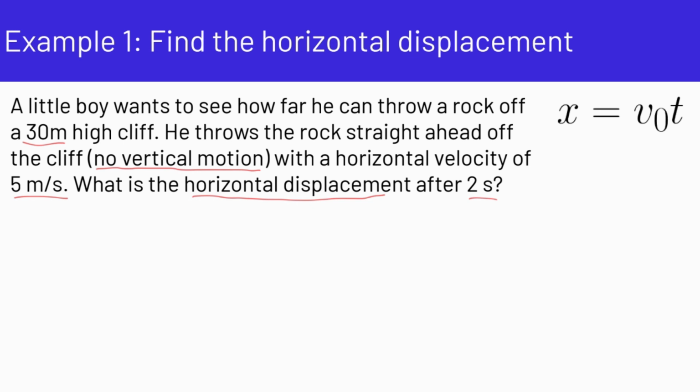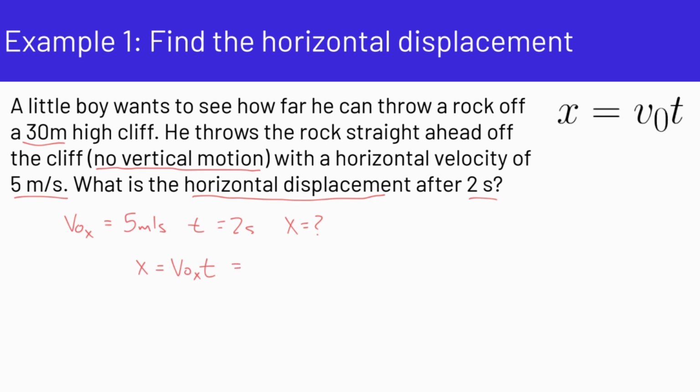So let's write down what information we have. We have a horizontal velocity, v naught in the x direction, equal to 5 meters per second. We have time of 2 seconds, and we want to know our displacement x. So we have the equation written up here: x is equal to v naught, in the x direction, times t.